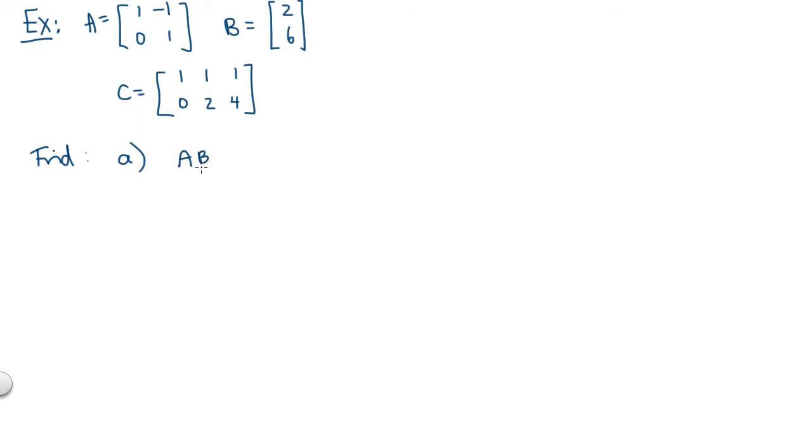So before we do too much work, let's check that the sizes are compatible. A is a 2 by 2 matrix. B is 2 by 1. Remember, we always talk about number of rows times number of columns. So B is 2 by 1. We check that the inside numbers are the same. Yep, they are.